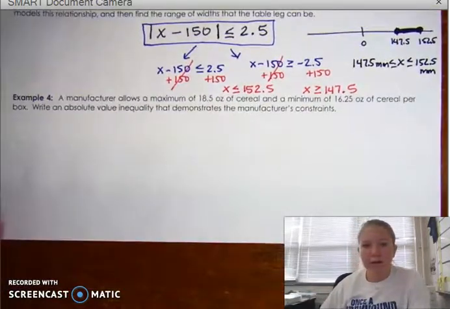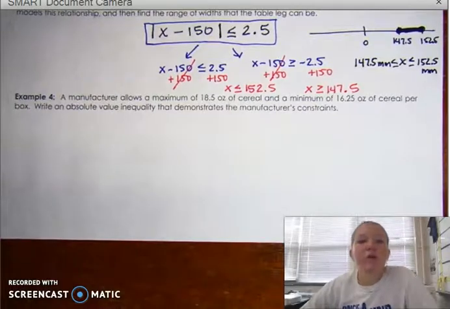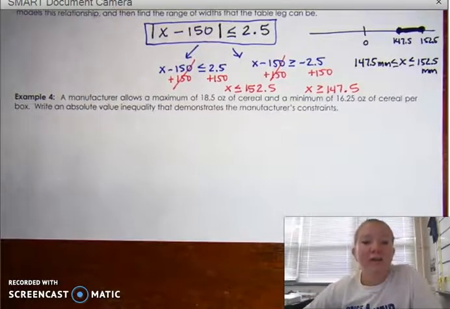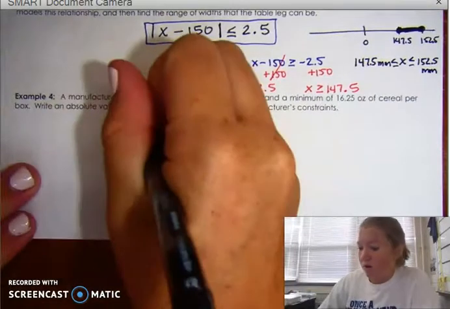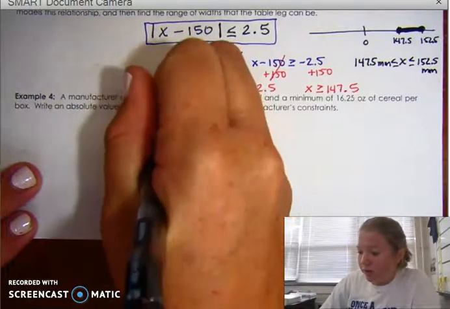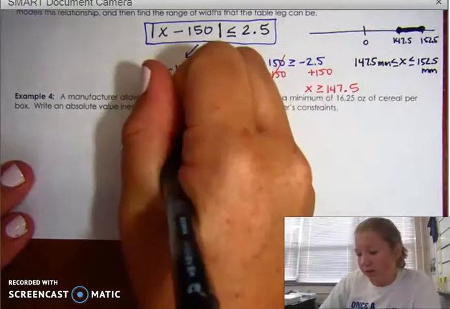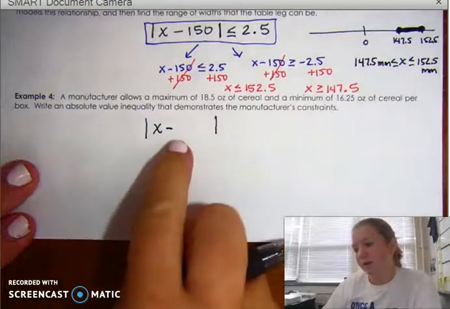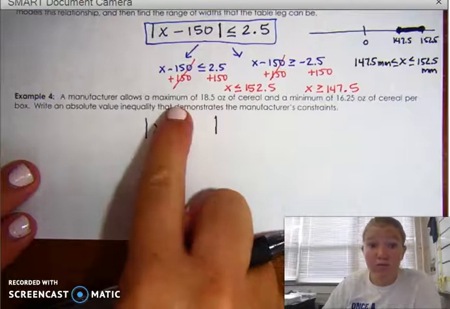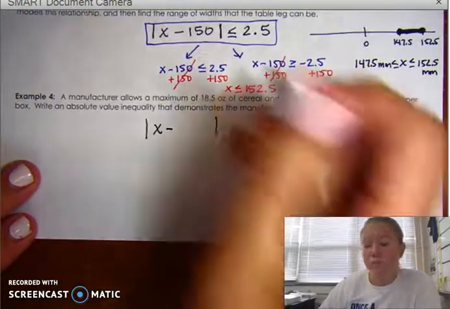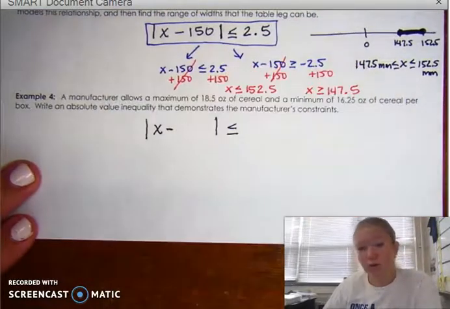All right, and then example 4, a manufacturer allows a maximum of 18.5 ounces of cereal and a minimum of 16.25 ounces of cereal per box. Write an absolute value inequality that demonstrates the manufacturer's constraints. So we know that the actual amount is x. We don't know what that's going to be. Anything could be plugged in there. Our ideal, we don't know it. We just know our maximum, the amount that can be allowed, and our minimum. So that means we also don't know our tolerance, okay?